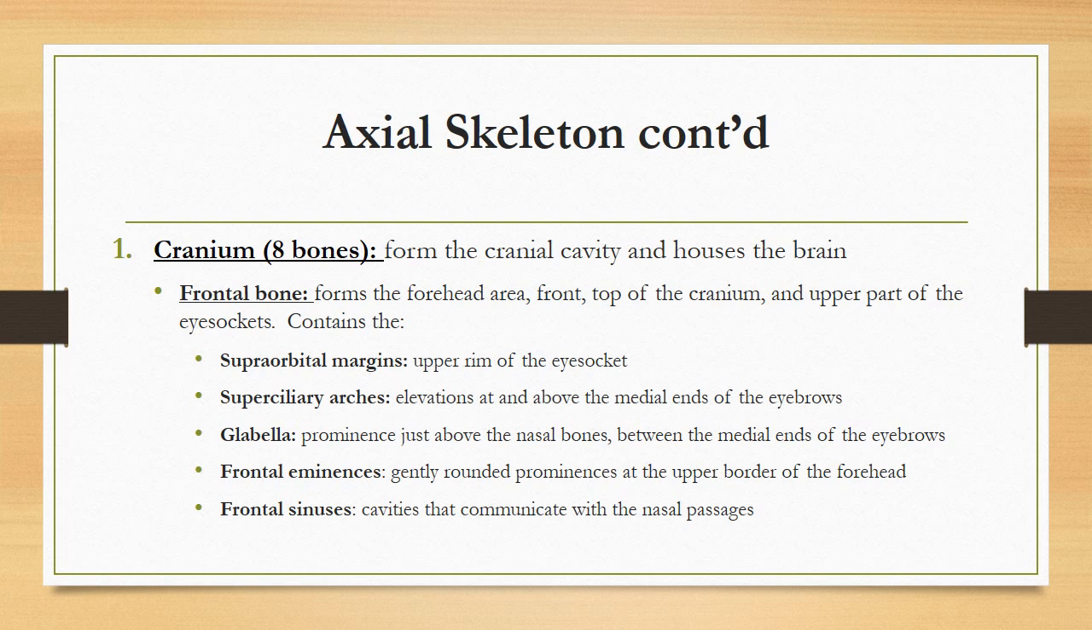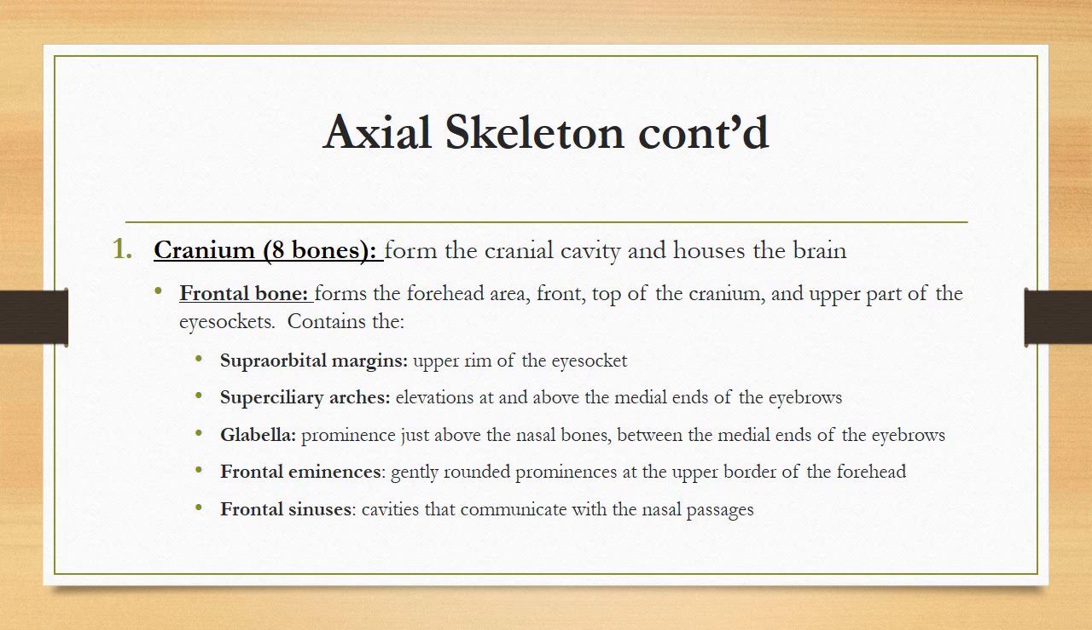And that consists of the frontal bone, and it forms the forehead, the front, top of the cranium, and upper part of the eye socket. This frontal bone contains the supraorbital margins, which is the upper rim of the eye socket, the superciliary arches, which are elevations at and above the medial ends of the eyebrow, the glabella, which is a prominence just above the nasal bone between the medial ends of the eyebrows.